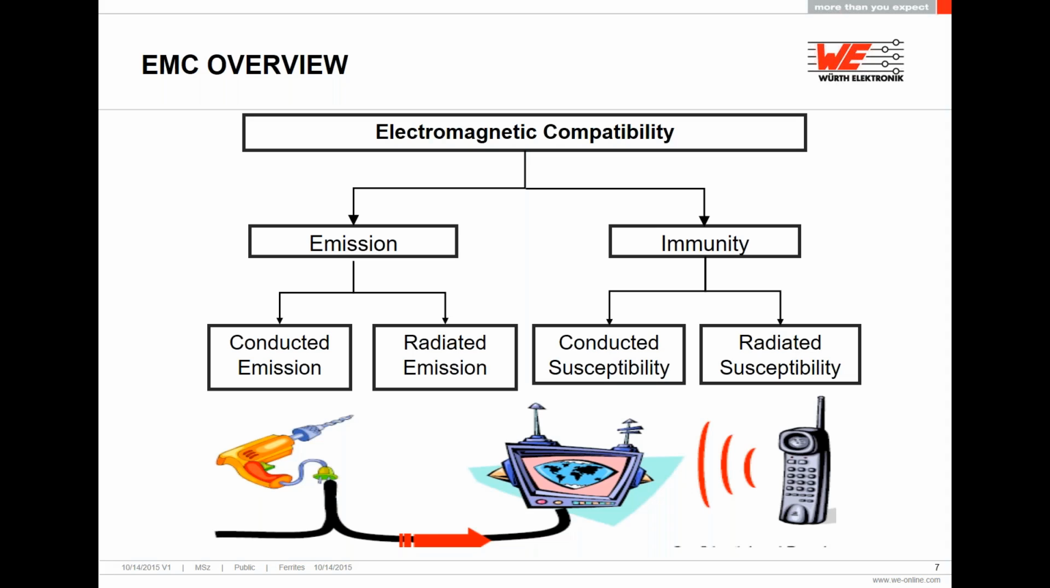Just to be clear on the types of interference, a conducted emission is EMI leaving your device through a direct connection. A radiated emission is EMI leaving your device as radiation through the air. Conducted susceptibility refers to the immunity of your device to not allow EMI to enter through a direct connection. And last but not least, radiated susceptibility means the immunity of your device to not allow EMI to get in as radiation through the air.